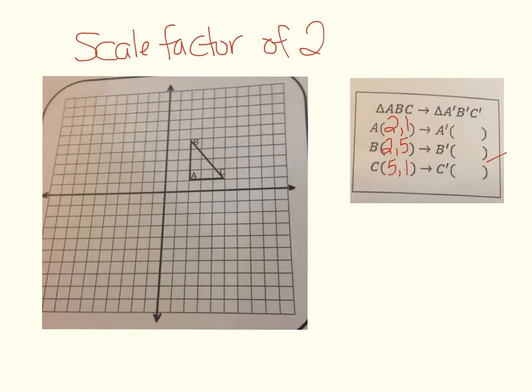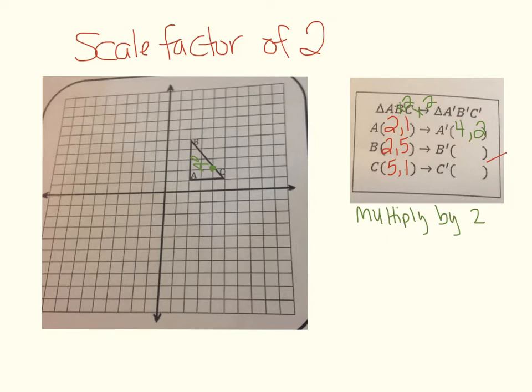In order to scale this by a scale factor of 2, we're going to multiply each number by 2. So to go from A to A prime, I'm going to do 2 times 2 to get 4, and then 1 times 2 to get 2. So I'm going to go over 4, up 2. And it's kind of right there on top of that triangle. That's okay. I can still label it. So that's going to be A prime.